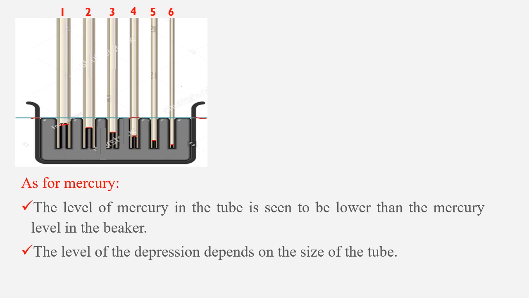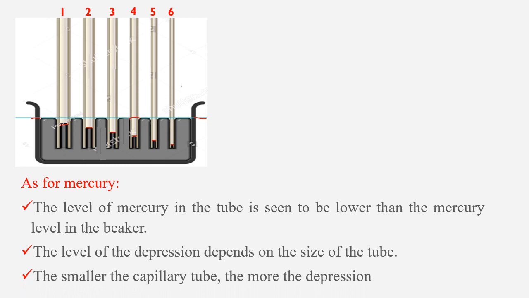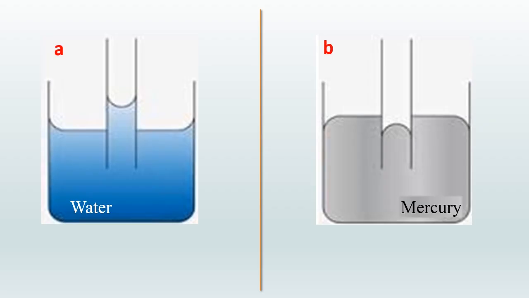To broaden our understanding about the action of water and mercury in capillary tubes, let's take a look at the picture before us. The A part of the figure describes the action of water in a capillary tube, while the B part of the figure describes the action of mercury in a capillary tube. Let's start from the A part.